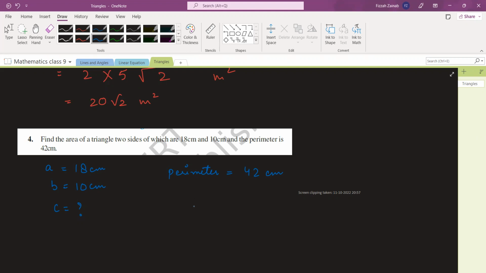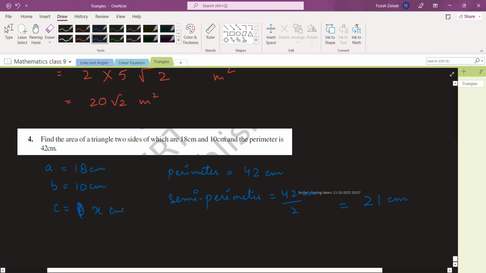Okay. So semi-perimeter will be half of the perimeter. Is that okay? It will be 42 centimeter divided by 2. So you get 21 centimeters. So you have got your S. Okay. Now C, can I just take it to be X centimeter?